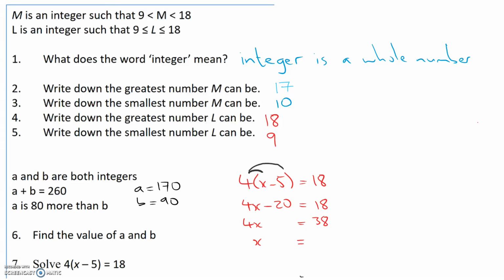Divide 38 by 4. Okay, I'm going to halve it and halve it again. So 38 divided by 2, that's 19. Divide that by 2. Okay, check this through for me.